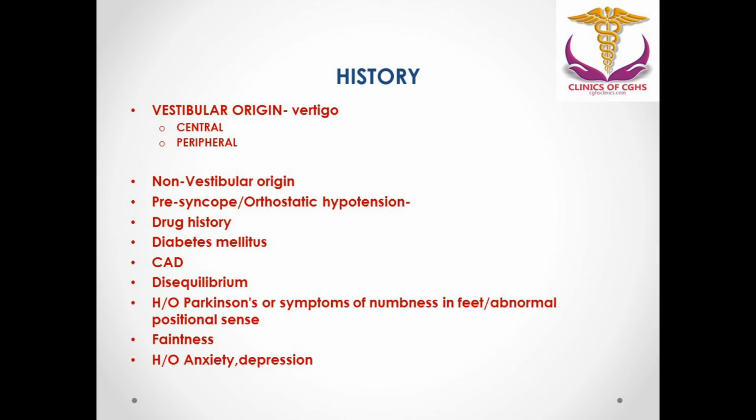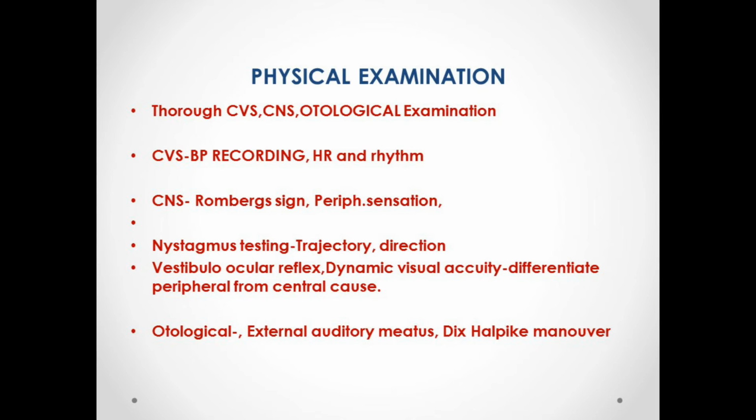Physical examination involves a thorough neurological, otological, and cardiovascular examination, which will lead to a diagnosis of the cause of dizziness, especially when history is ambiguous. While examining the cardiovascular system, the blood pressure of the patient is recorded in both supine and standing postures, as well as heart rate and rhythm. While examining the neurological system, look out for weakness of the lower limbs, signs of Parkinsonism, do a Romberg's test and a tandem walking test.